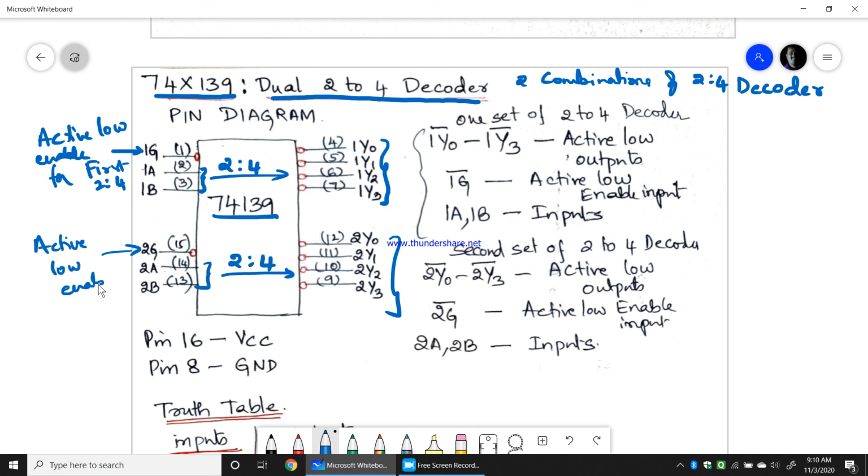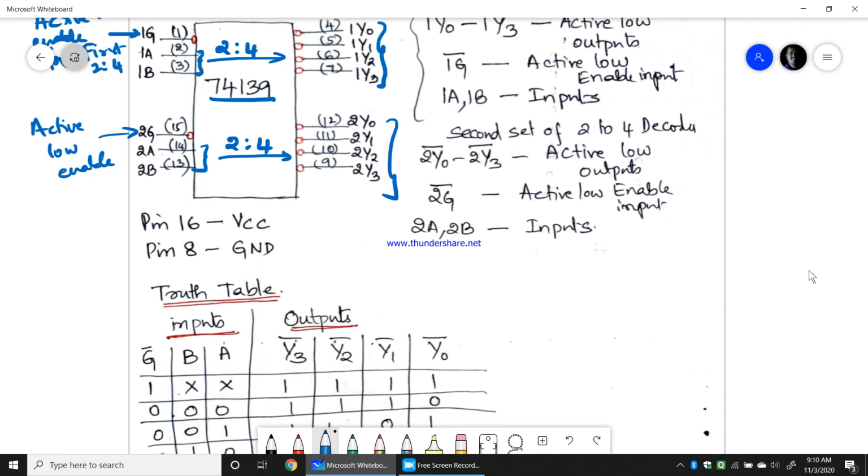Again, that is also an active low enable, and that is related to this second 2:4 decoder, where inputs are active high, whereas outputs are active low. So that bubble says these lines are active low. Okay, now again pin 16 is VCC, pin 8 is ground.